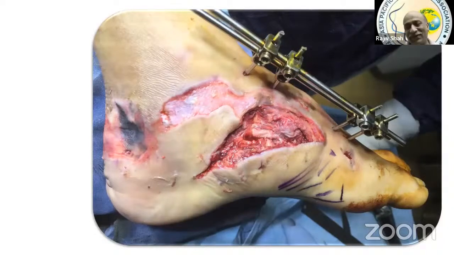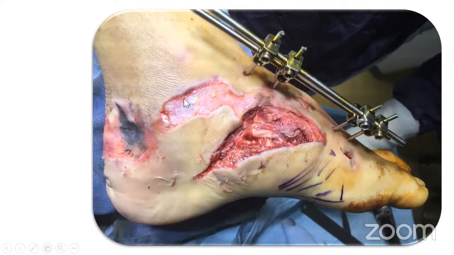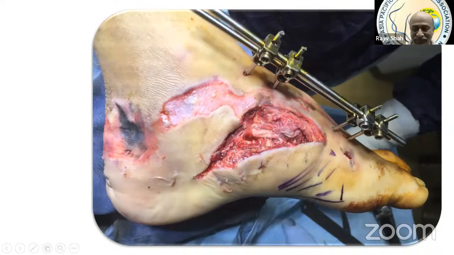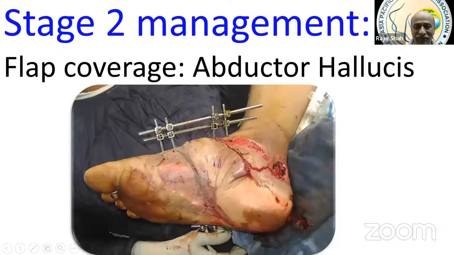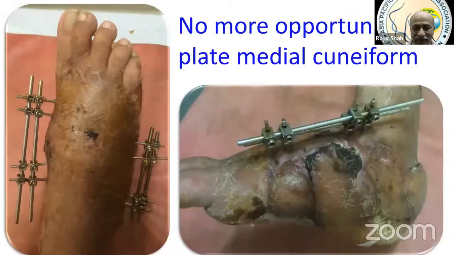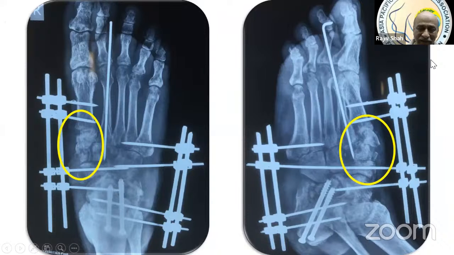See, so this was 3-4 days down the line, this gaping skin, it's getting blackened. And so an abductor hallucis flap was done. He said, okay, the story is over. But then the story was not over, because he also had a problem here. So a sural neurocutaneous flap was done, abductor hallucis flap was done, there was another flap which was done. And we hardly had a chance to fix the medial cuneiform.